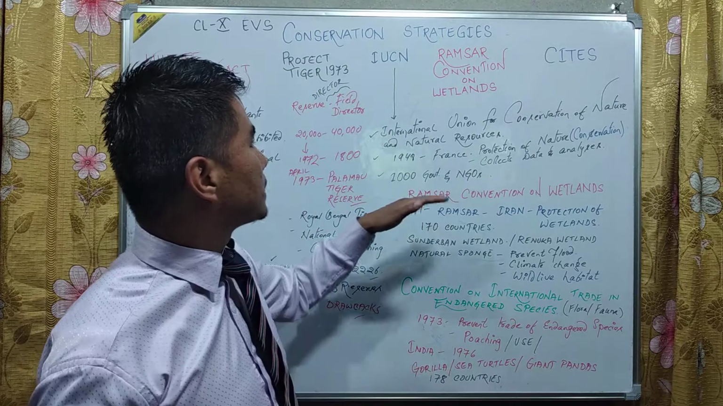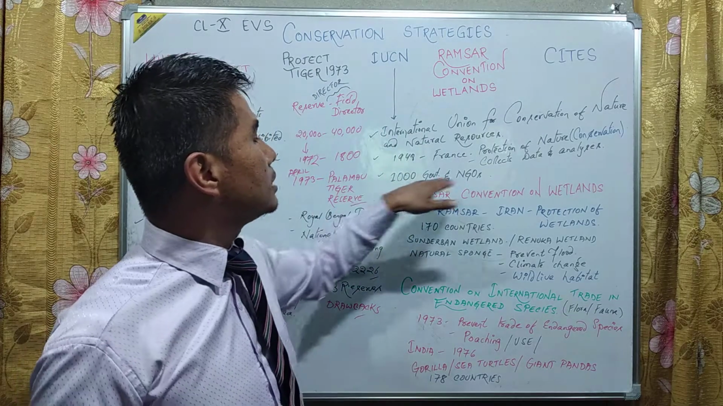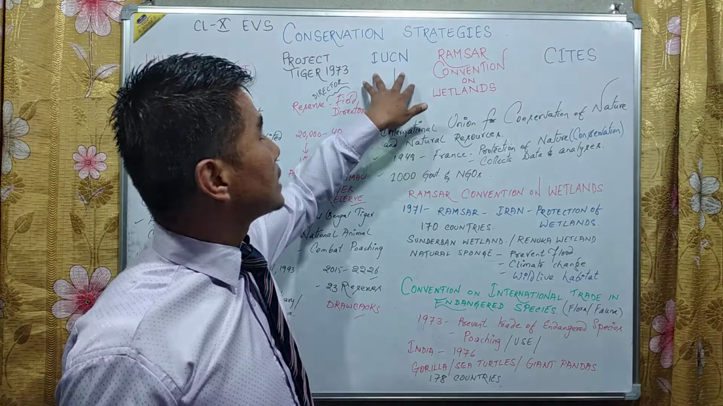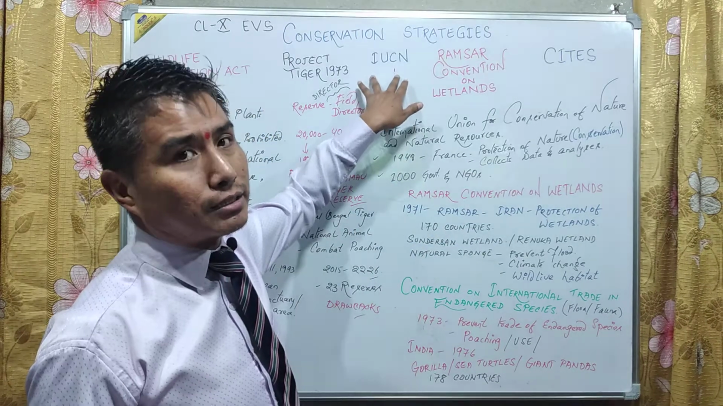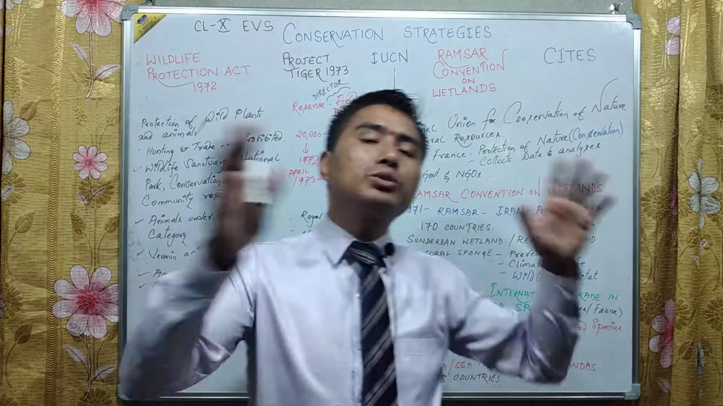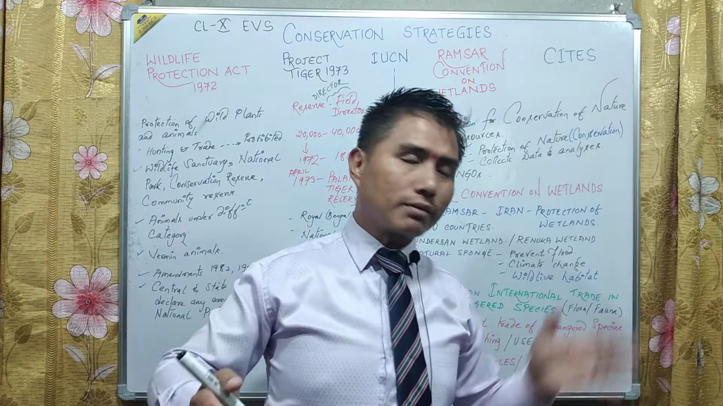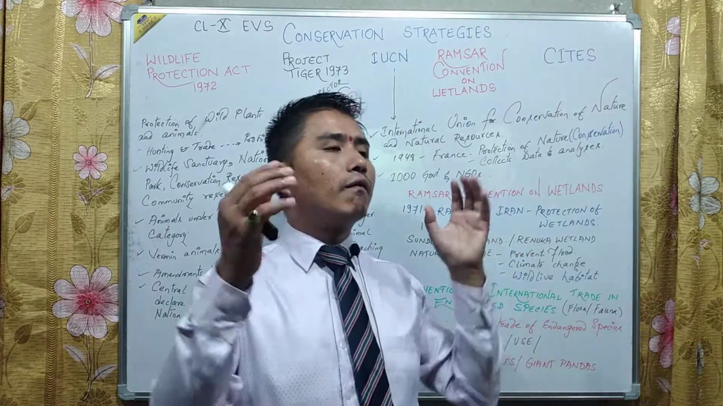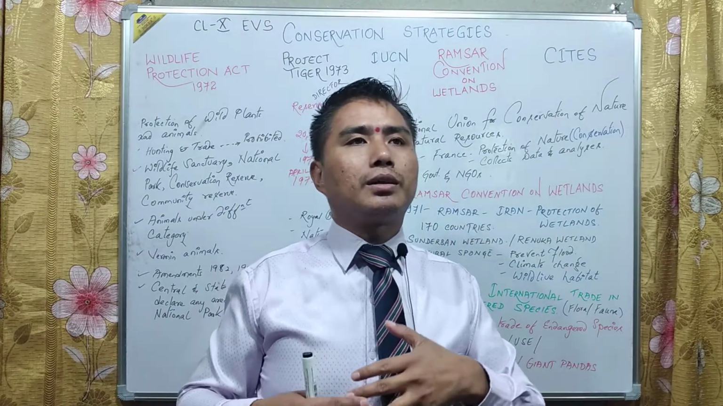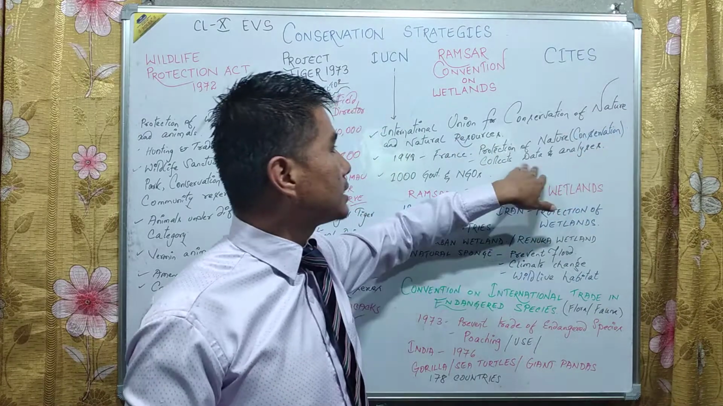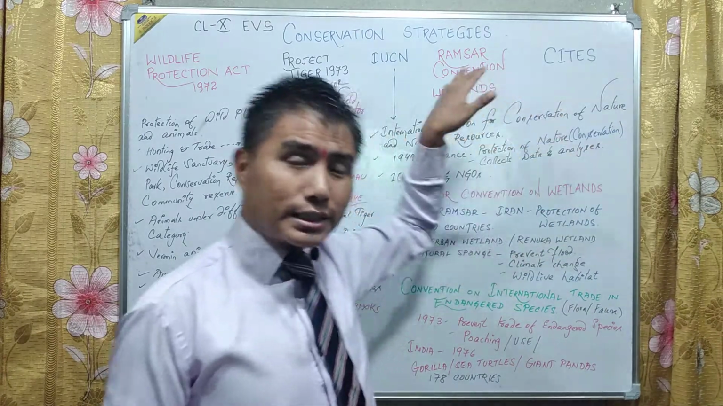commercialization, everything. Near about 1000 governments and NGOs are a part of this International Union for Conservation of Nature and Natural Resources. So that means it's a huge international body. Many countries are a part of this IUCN, whereby they make various analyses, and they collect data also under this IUCN only.